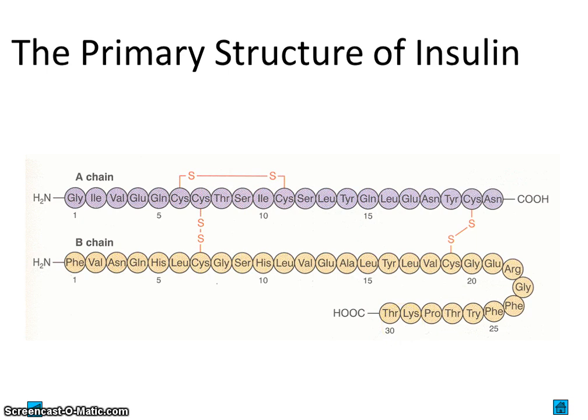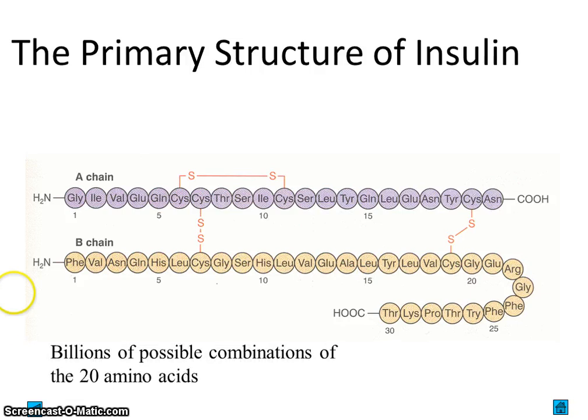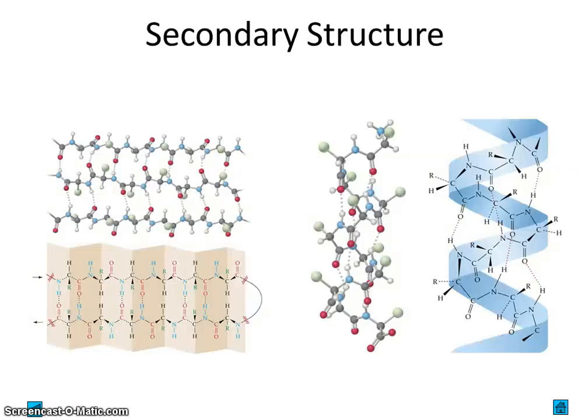Now, even with simply 40 odd amino acids as there are in insulin, there are actually billions of possible ways in which those amino acids can be put into sequences. And it's those billions of possible sequences of the 20 different amino acids that gives you the enormous range of proteins that you find in living organisms. Enormous range of proteins, hence enormous range of possible roles and functions that they might have within living organisms.